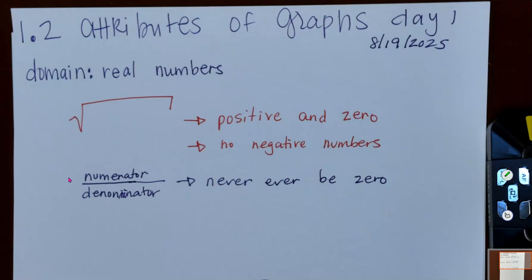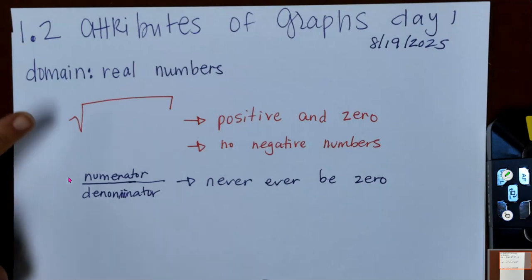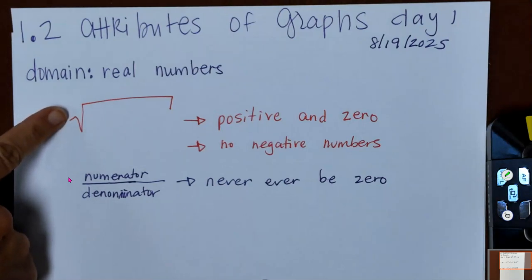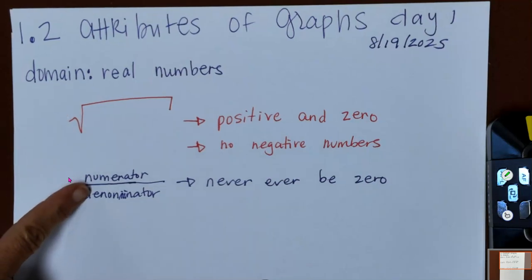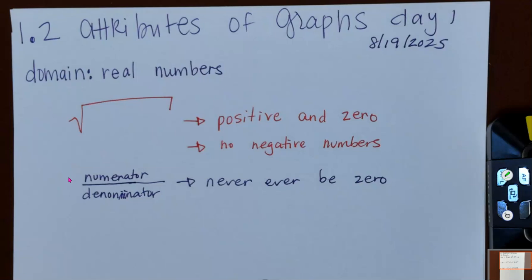Those are the only 2 restrictions. If you do not see a square root or an even root, if you do not have a fraction, then your domain is always all real numbers, all of it.